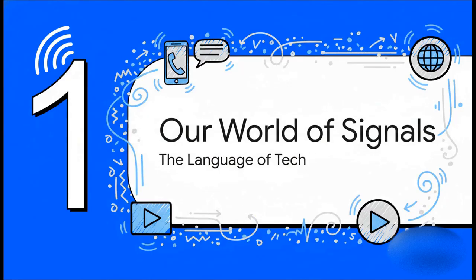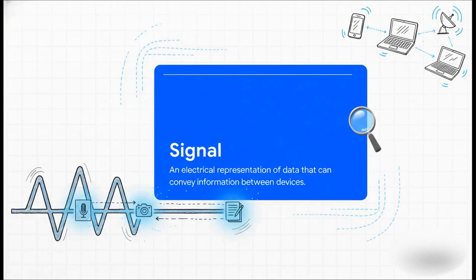So the whole foundation of our connected world, everything from a simple text message to streaming a movie in 4K, it's all built on one single fundamental concept: signals. You could say it's the language that all of our technology speaks. So, what is a signal? Well, think of it like a tiny messenger. It's basically an electrical packet that carries a stand-in for data. Your voice, a photo, the words in an email, and it allows that data to travel between devices, sometimes at literally the speed of light.